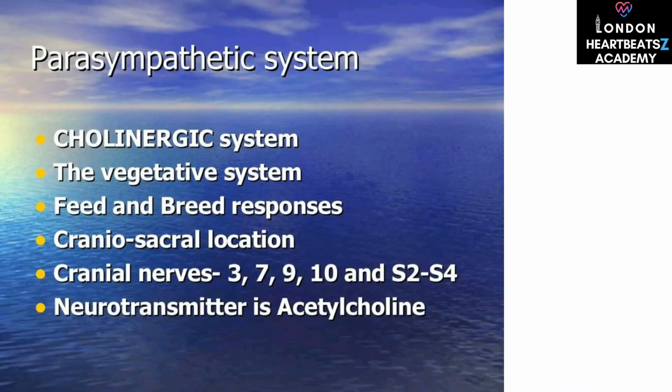The nodes of Ranvier are the gaps in the myelin sheath. Electrical impulses jump from node to node, which is known as saltatory conduction, increasing the speed of transmission.